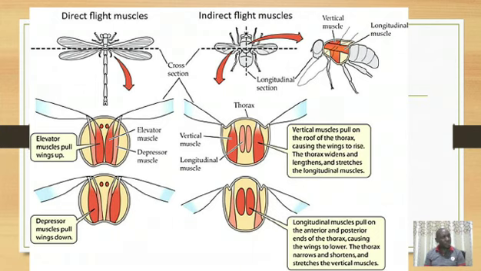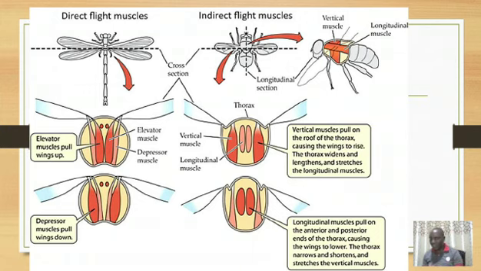Direct flight muscles bring about flight directly because they bring about movement of the wings directly, since they are attached directly on the base of the wings. When we look at those images, we see these muscles called the elevator muscles and the depressor muscles attached at the base of the wings directly. Hence the name direct flight muscles.